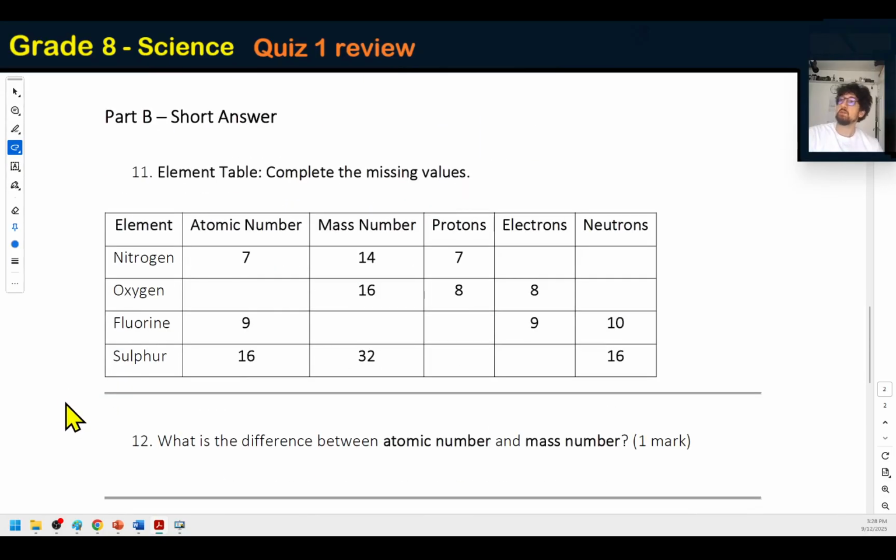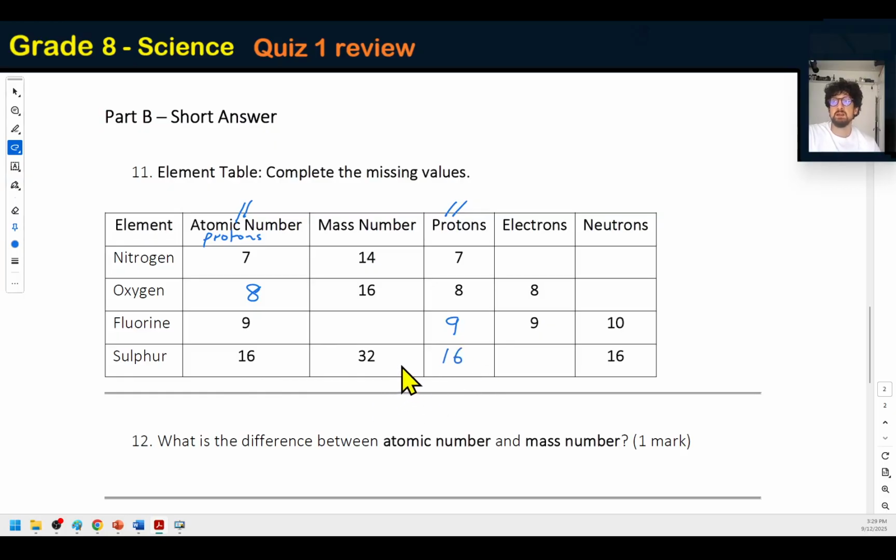In this case, we have to try and fill in some blanks. Let's have a look. Complete the missing values. We've got the atomic number, the mass number, the protons, the electrons, and neutrons. The first thing you need to know is that the atomic number is also the number of protons. That's just a fancy way of saying number of protons. So the atomic number is always going to be equal to this number. So if that's 7, that's 7. If that's 8, that's 8. And if that's 9, then that's 9, because the atomic number is the same as the number of protons. And that's 16, so therefore that's 16.